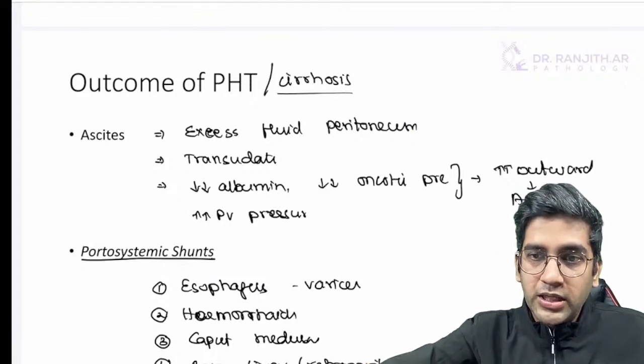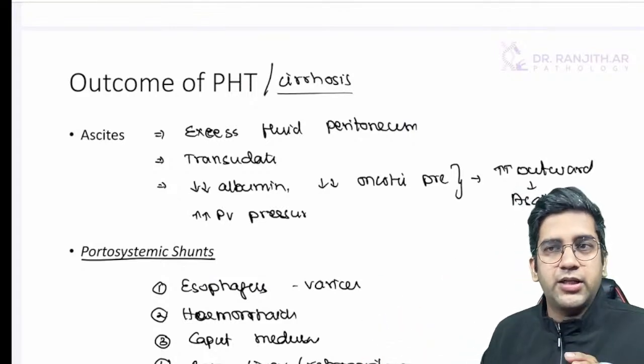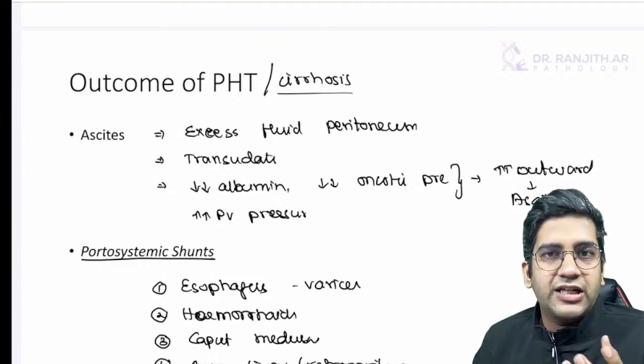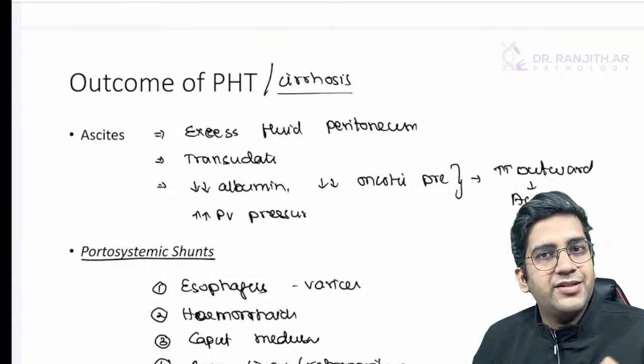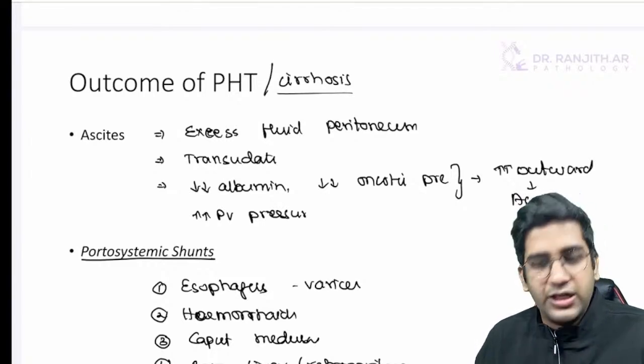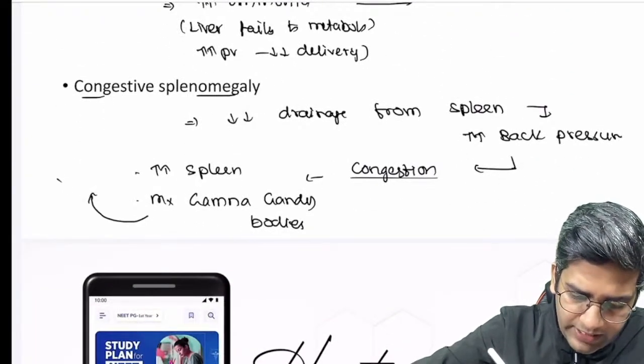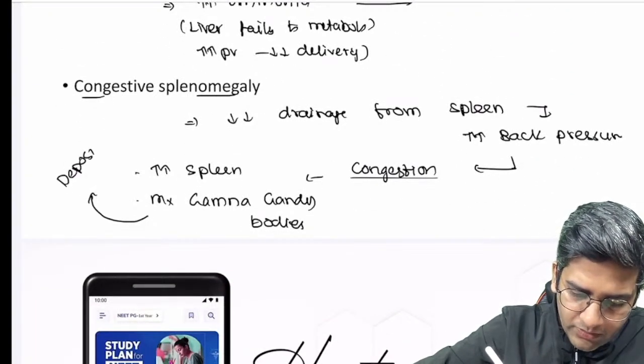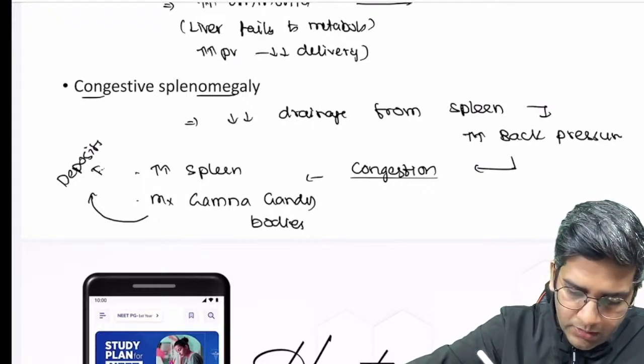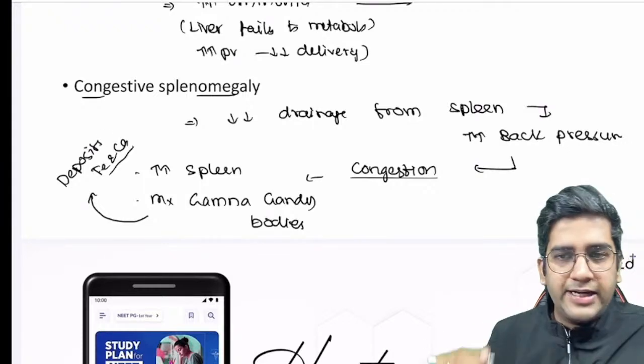Okay, Gamna-Gandy body is nothing but, if there's congestion, there will be hemorrhage. When there's hemorrhage, the RBCs will die. You will have hemosiderin and calcium. So Gamna-Gandy bodies are nothing but a microscopic structure where you have deposits of iron and calcium in the congested spleen. That's what is called Gamna-Gandy bodies. Fine.